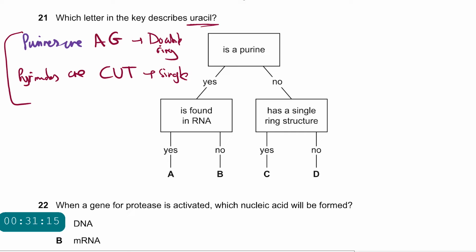So, coming back to the question, uracil, it's definitely not a purine. It has a single ring structure, yes. So the answer is going to be C.